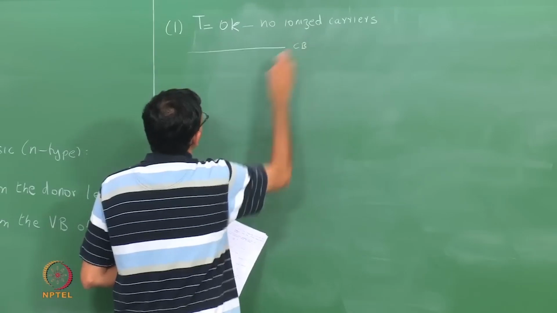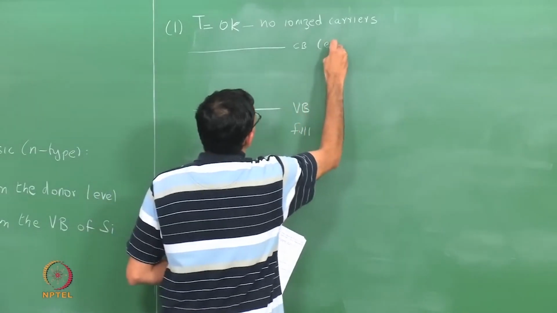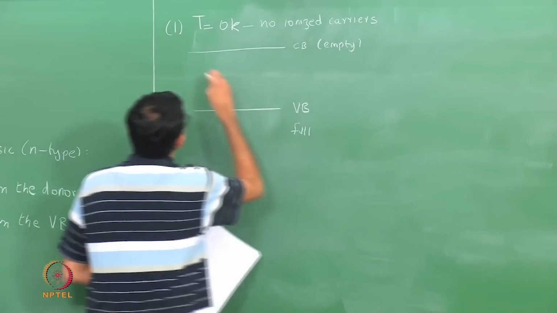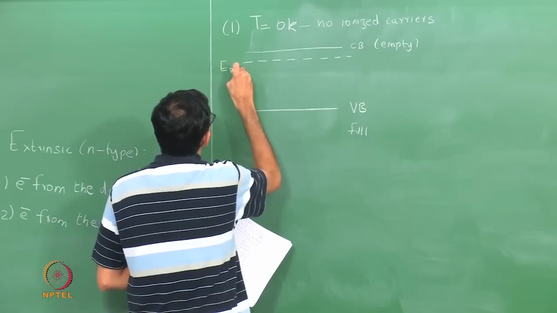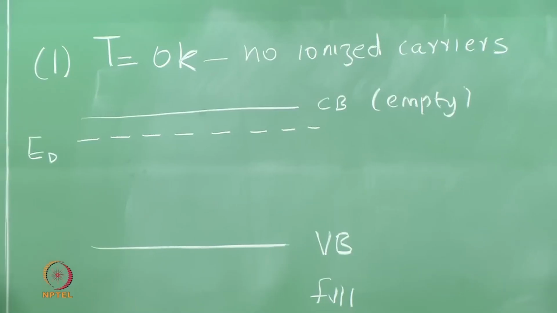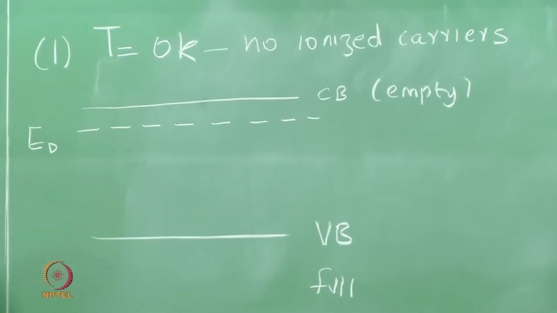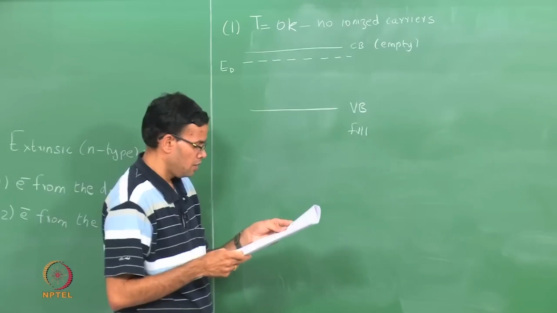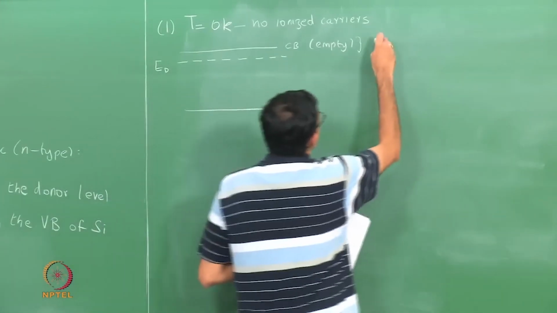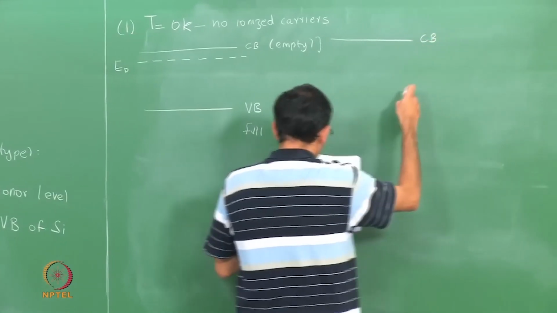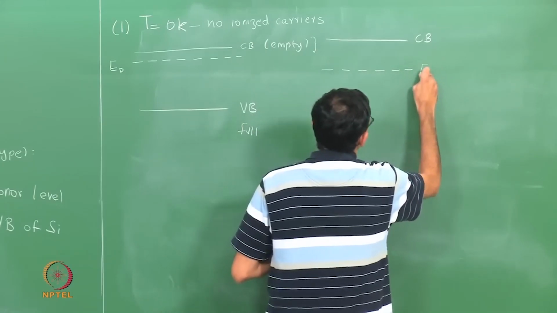So, this is my conduction band, this is my valence band, so that is full, that is empty, and these are my donor levels. The donor levels are located very close to the conduction band. I am just exaggerating the difference to show the fact that they are close to the conduction band. We can expand this portion of the diagram, so that now I will draw the conduction band, I will draw my donor level.